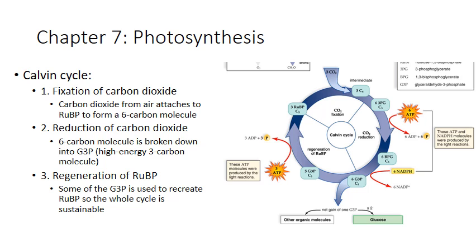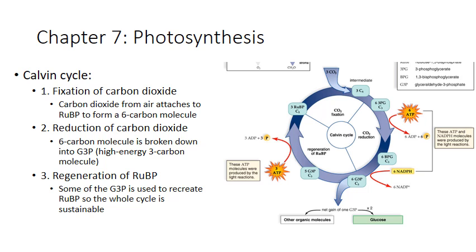So this RUBP is going to bond to this carbon dioxide from the atmosphere, and you're going to go from a 5-carbon molecule to making this 6-carbon molecule. So that's the fixation of carbon dioxide. You had a 5-carbon molecule, and it's going to bond to some carbon dioxide that was out in the atmosphere, which is not an easy thing to do. Now you're going to make this 6-carbon molecule.